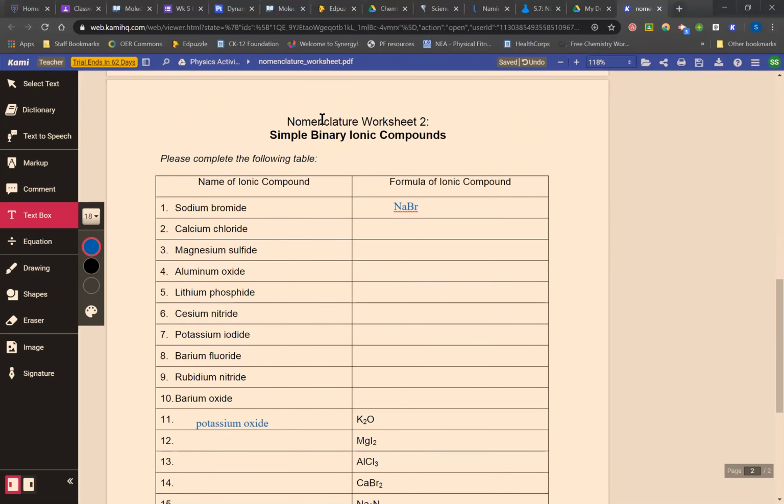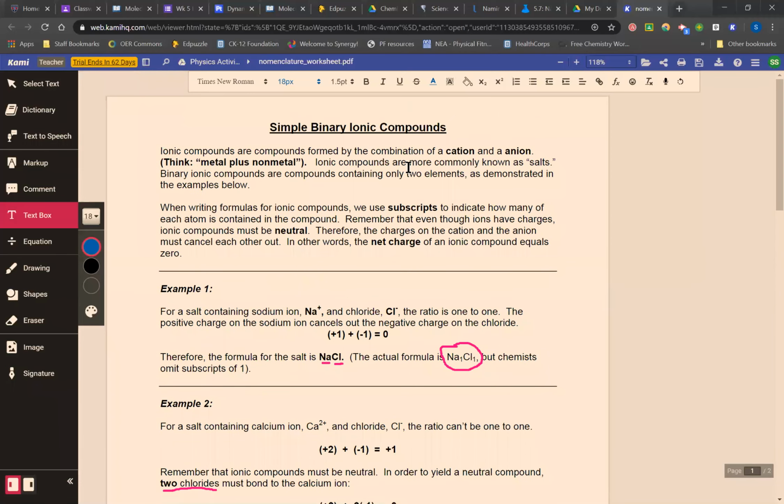This is called nomenclature. This is how we name the chemical compounds now that we know how they come together. If we all called it something different, no one would know what anyone else is talking about. So this is a systematic way that's been adopted by chemists.